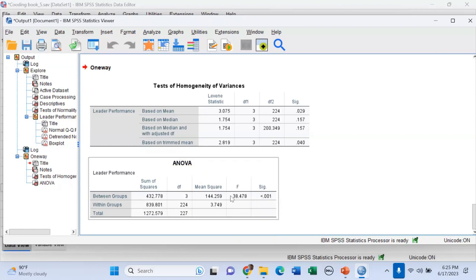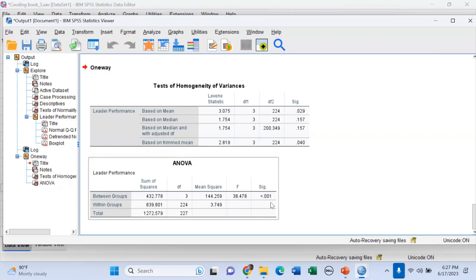Now, how did we get this particular F value? We need to see the degrees of freedom. The F value we get is obtained if you divide the mean square between the groups by the mean square within the groups.